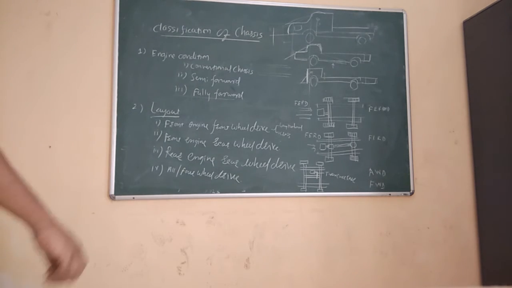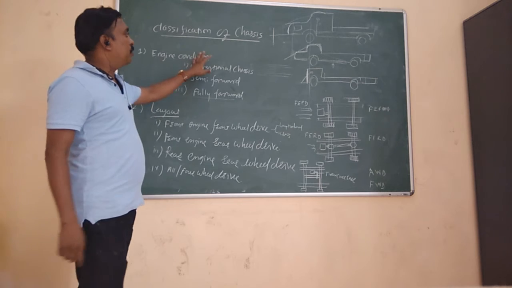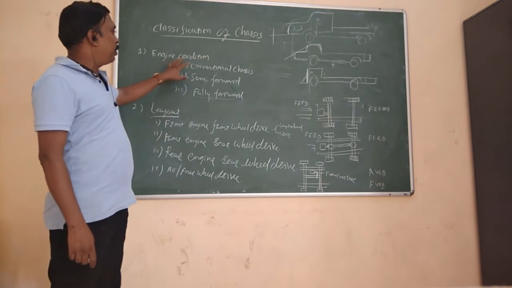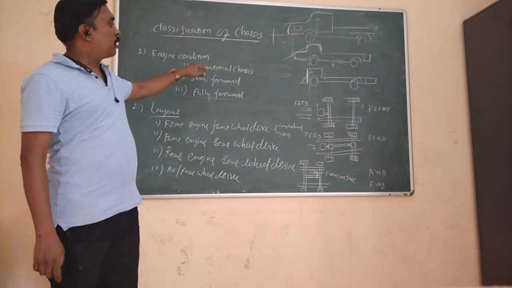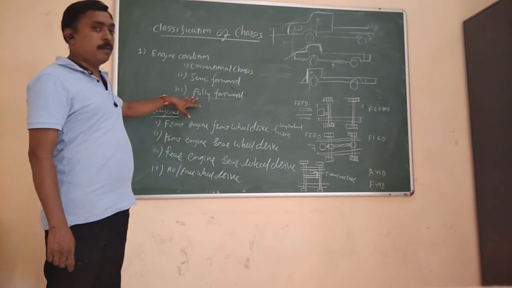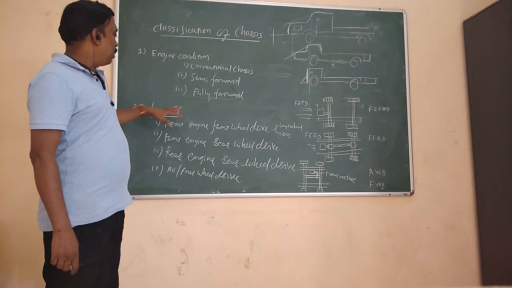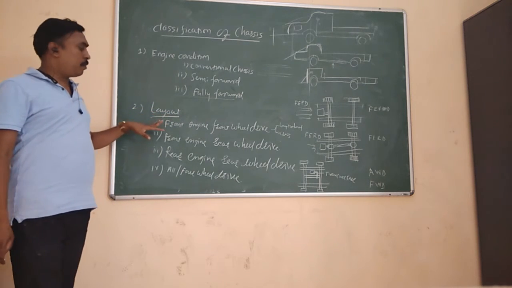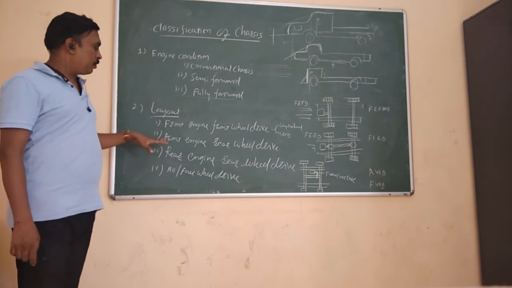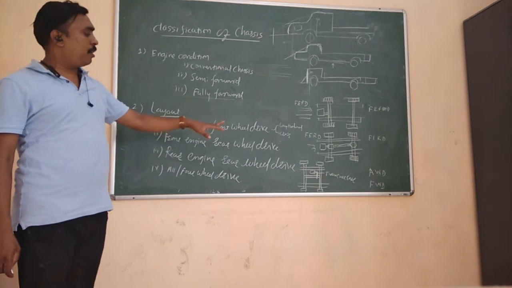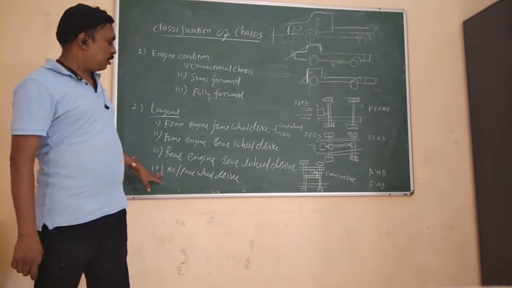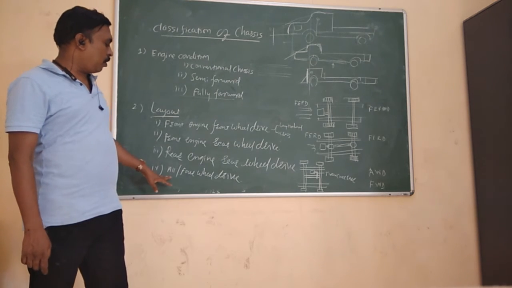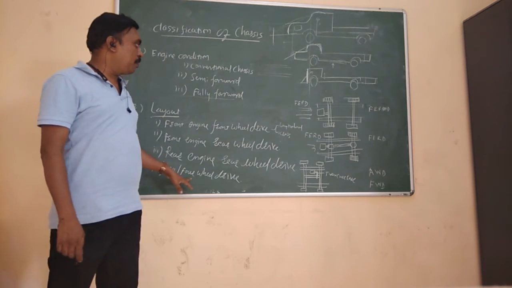Today we are going to see the classification of chassis depending upon the engine position. They are classified as conventional chassis, semi-forward chassis, and fully forward chassis. And depending upon the layout: front engine, front wheel drive; front engine, rear wheel drive; rear engine, rear wheel drive; and the fourth, all wheel drive, which is also called four wheel drive.